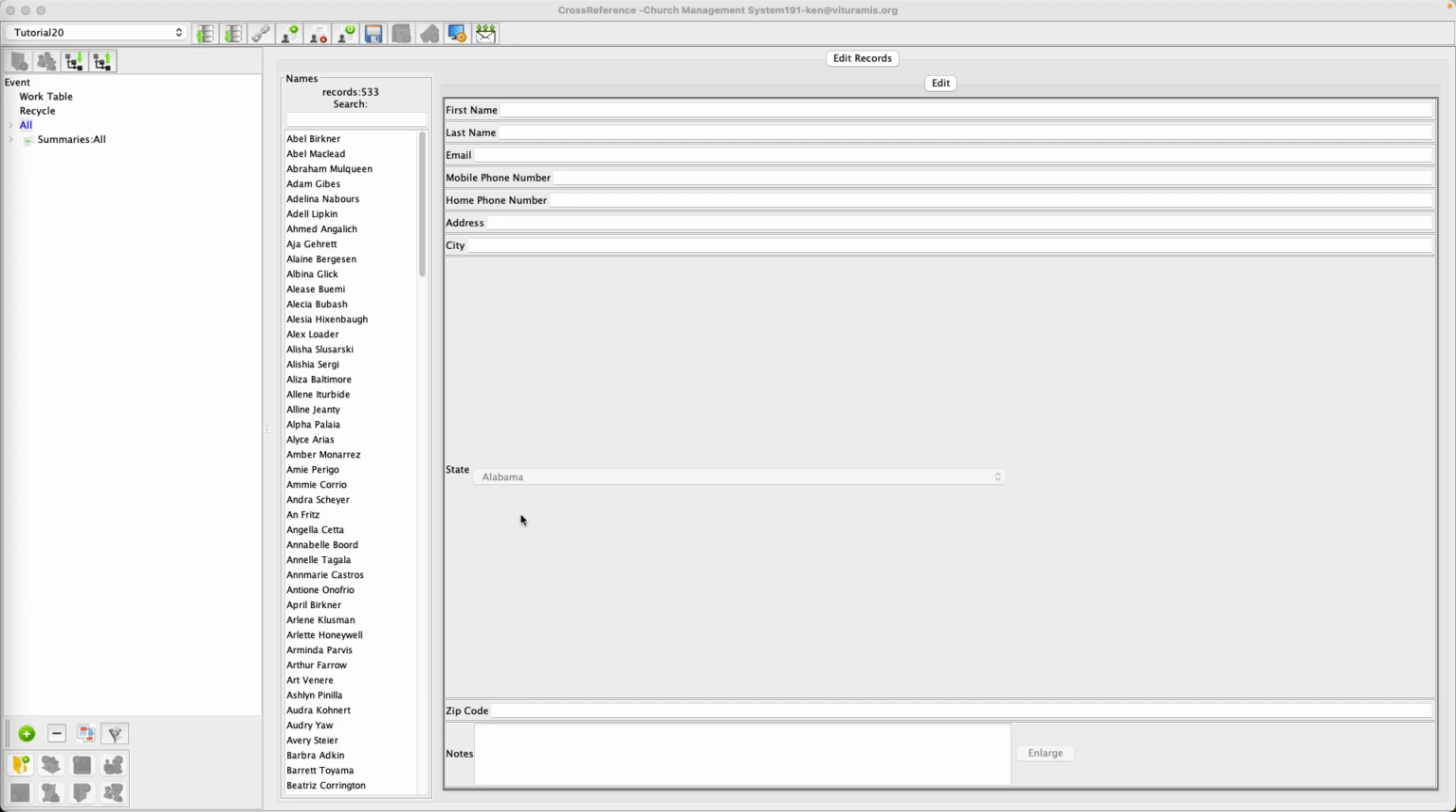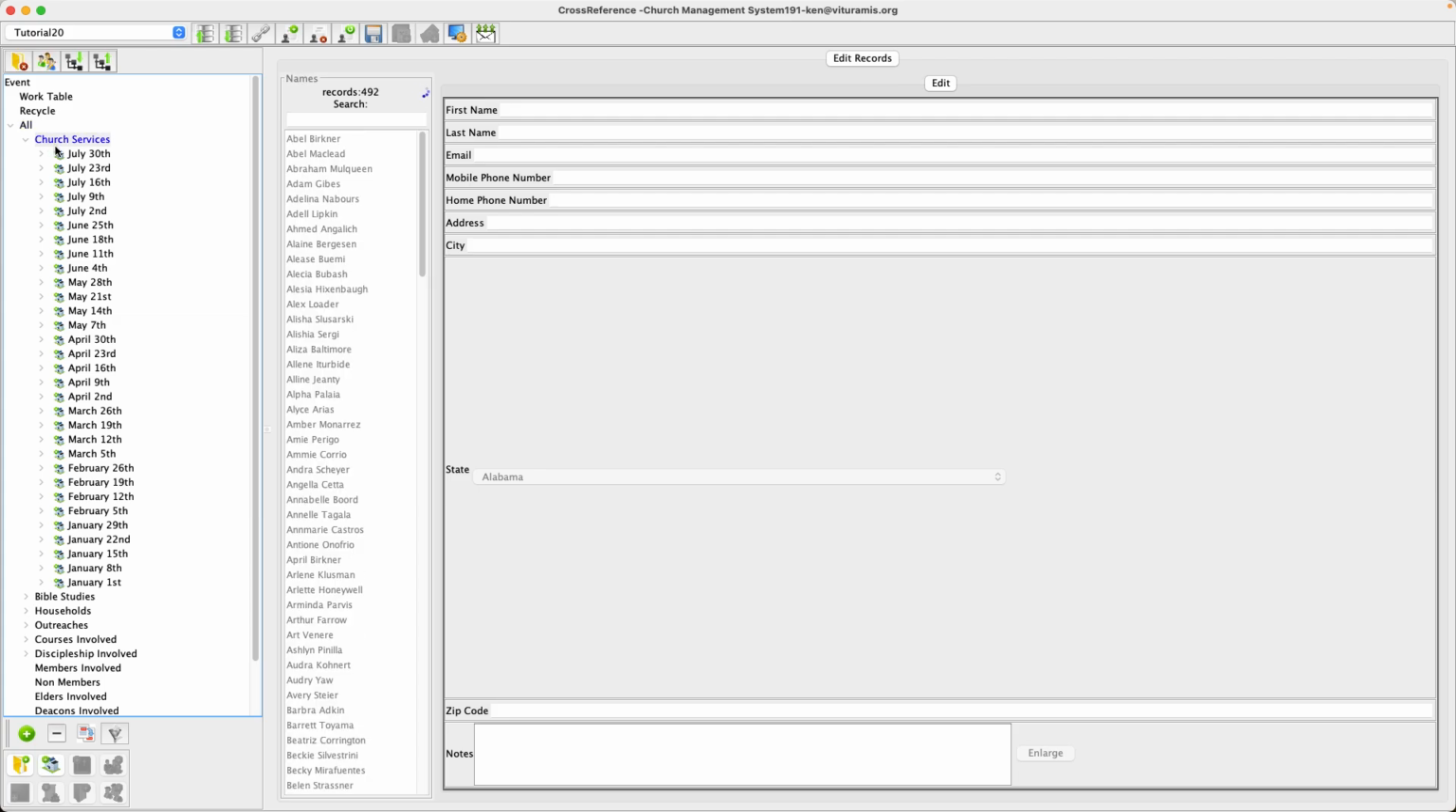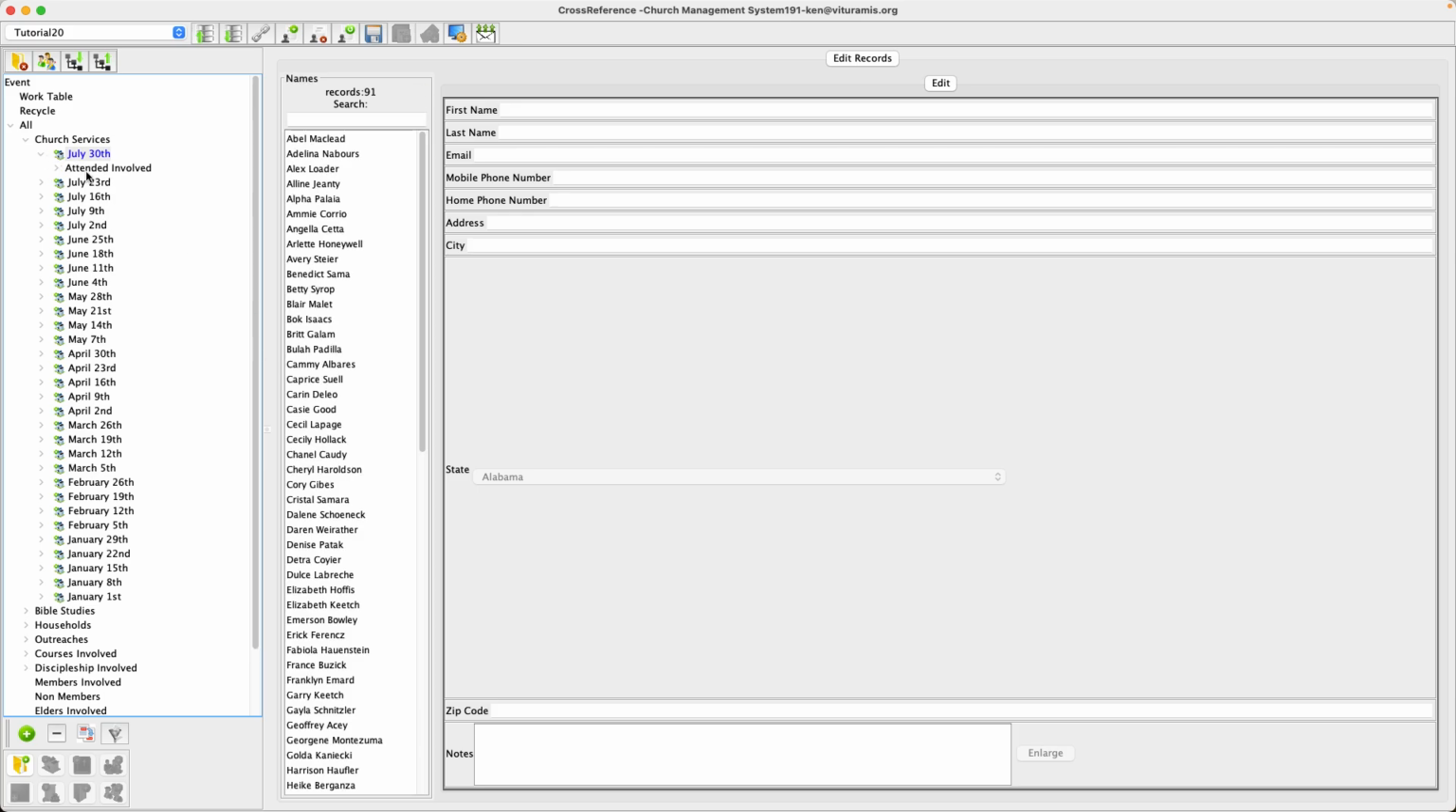Summaries are an extremely useful feature of cross-reference. And to understand why we use summaries, first let's look at the kind of information that you do get from groups. When you go into groups, you get the group and everything that's underneath it. So when you select church services, you get everyone who's been to any church service anywhere. You select a specific church service, and you get people who attended, as well as those who've received Christ, and so on.